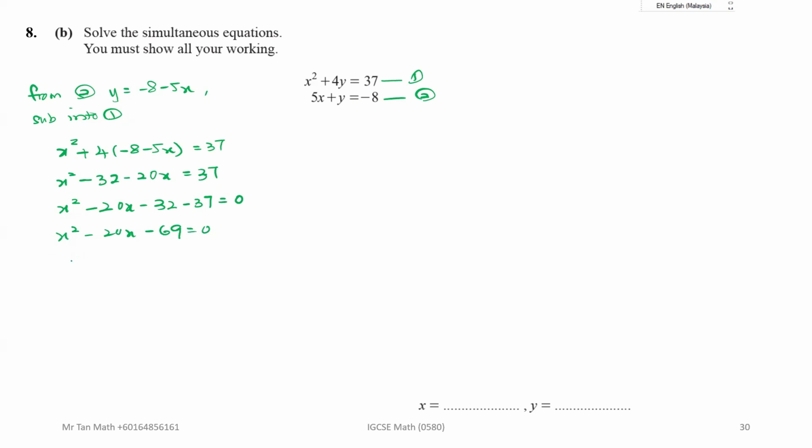So 69, okay, you can factorize. So x and x, one plus and one minus, 3 and 23. So x equal to negative 3 and 23.